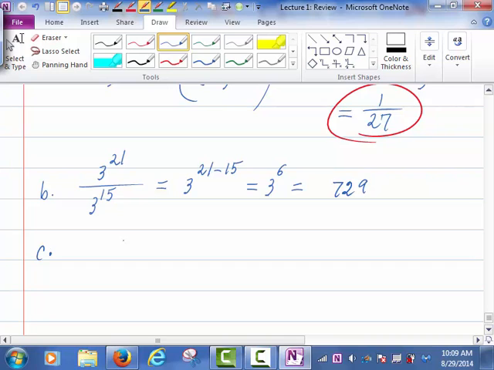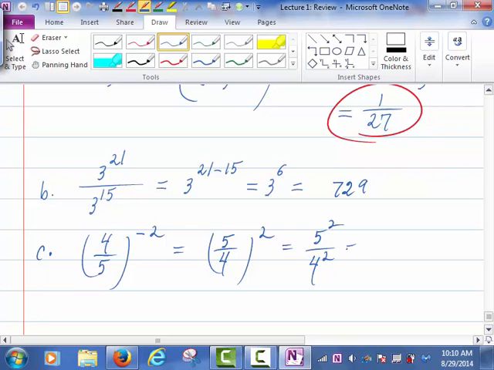Let's look at another one. Let's say I have 4/5 to the negative 2, right? In this case, once again, negative exponent means that I can make it positive as long as I take the reciprocal of the base, and the base is 4/5. So what's the reciprocal of that? 5/4. And then I take the square of the numerator, square of the denominator, and what is that? 25 over 16.